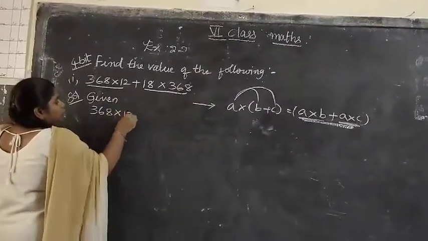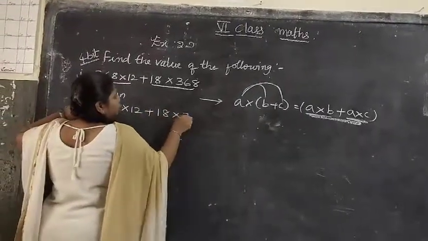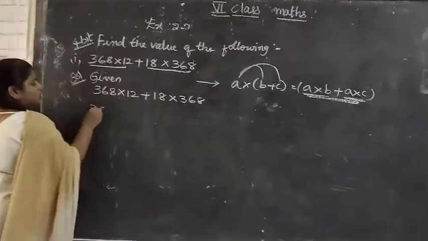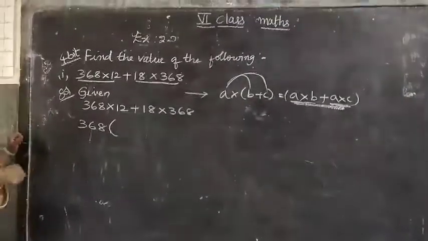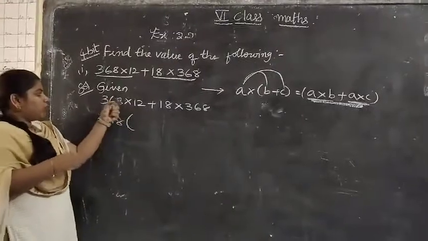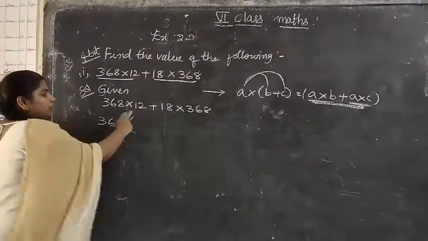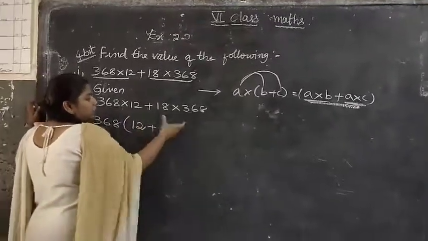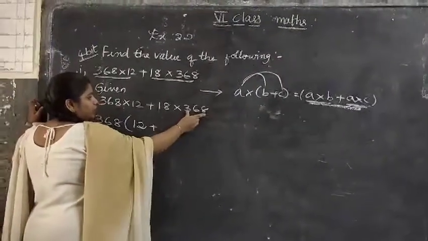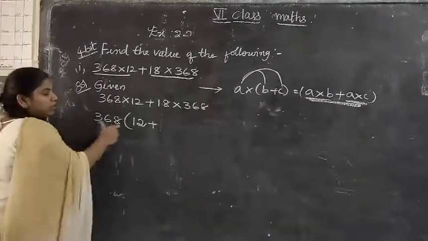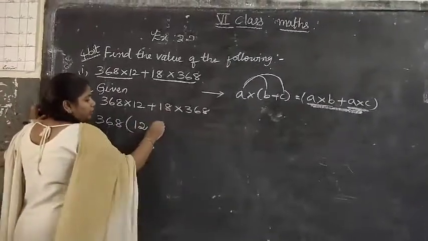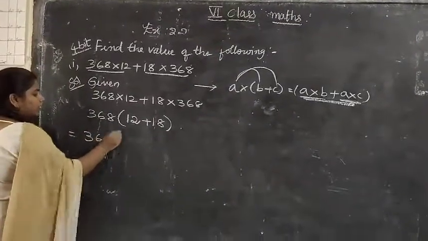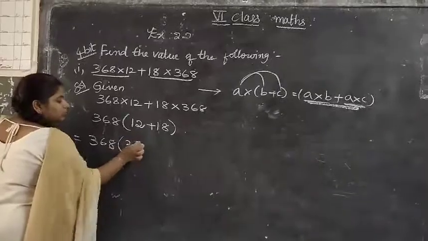368 into 12 plus 18 into 368. So in these two terms, 368 is common. So take out 368 as common. So from these two terms, if you take out this 368, which number is remaining? 12 is remaining right here. Plus in these two terms, we have already taken this 368 as common. So what is the remaining number? 18. So what is the result here? 368, 12 plus 18 will be equal to 30.